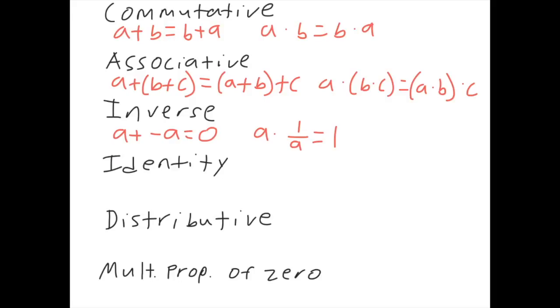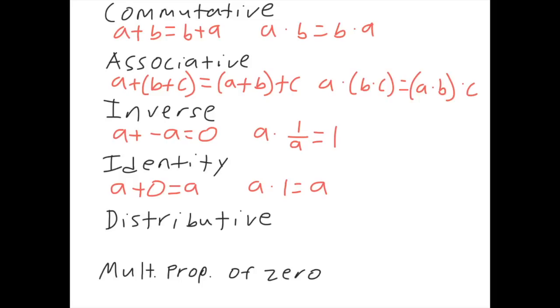The identity properties were what could you do to a number to get itself. So if you have a number A and then add 0, you would get the number back, A. In multiplication, if you have a number A and you multiplied it by 1, you would get the number back.